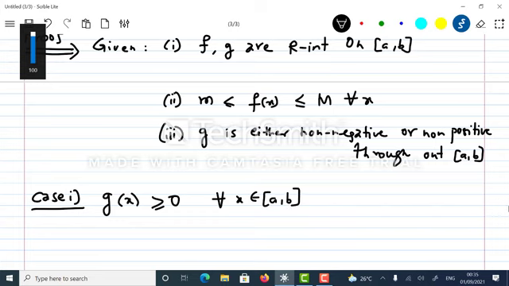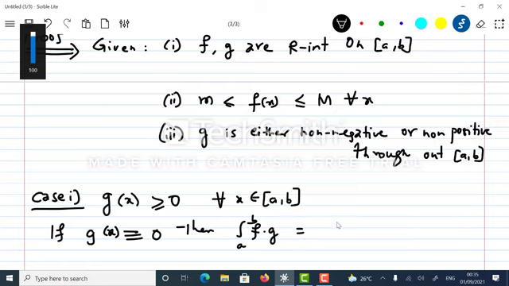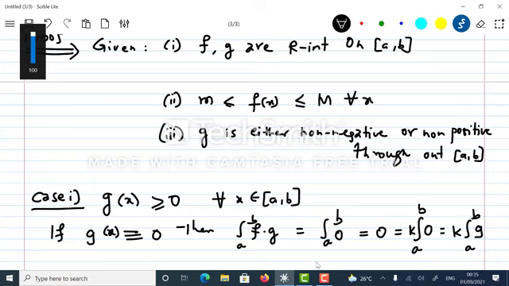So let me explain the case if g is 0 in particular. If g is identically 0, then what will happen with the integration? Then integration a to b f into g will be straight away this integration, since g is 0, so this is basically integral a to b 0, and 0 integration is 0, which is same as k times integration a to b 0, because 0 can be written in many ways. So which is same as k times integral a to b g, since 0 is basically g. So I started with this and ended, I got this.